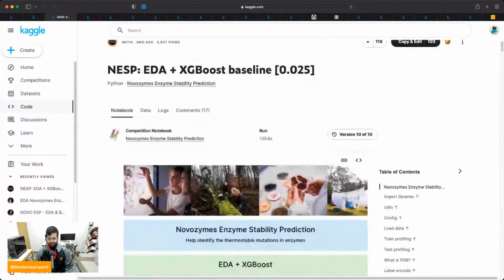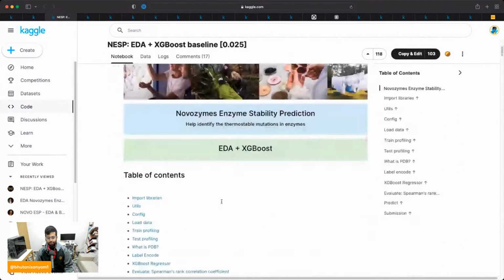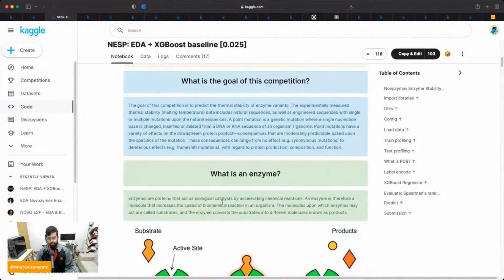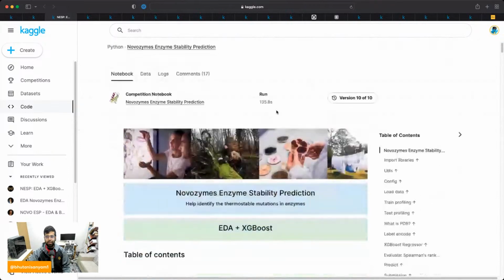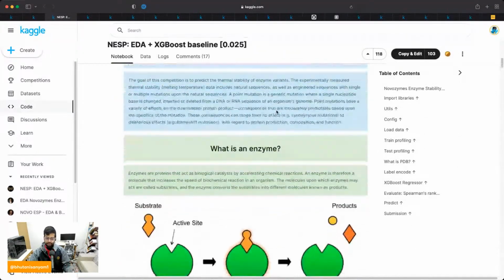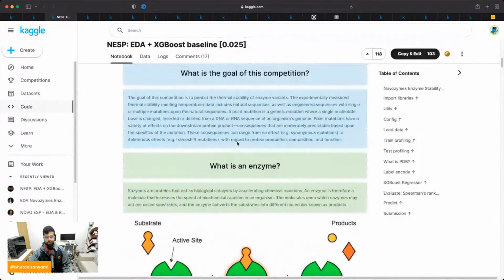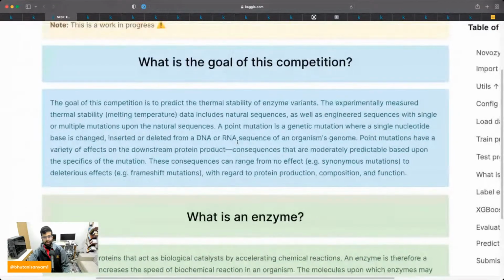Anyways, now let's start learning about enzymes and what they are. So I'm using this notebook by Moth, and I know he or she writes absolutely awesome kernels. So that's why I'm using this one. The goal of this competition is to predict thermal stability of enzyme variants.